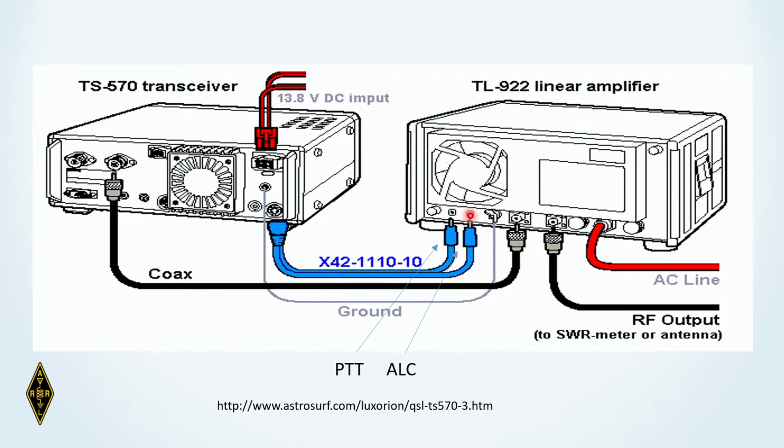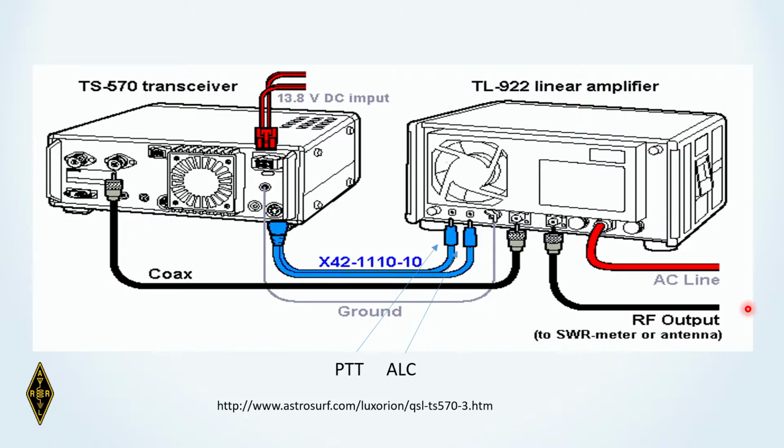ALC is the signal sent from the amplifier back to the radio that says reduce your gain. It actually directly controls the radio and says I'm reducing your gain because there's too much coming in to the amplifier. And of course you've got radio energy coming from the transceiver to the input of the amplifier, and the output of the amplifier going out to your antenna.